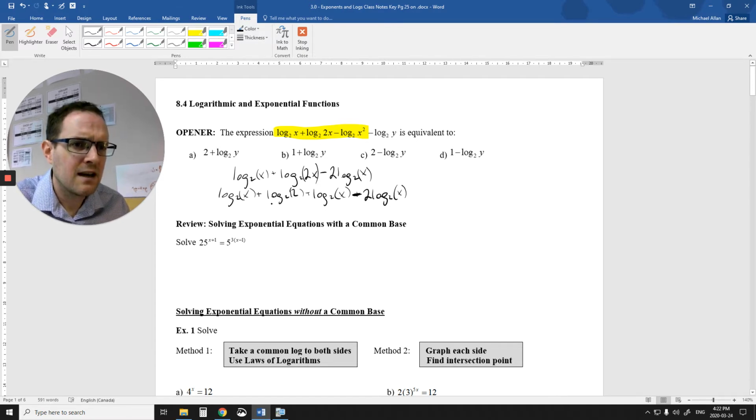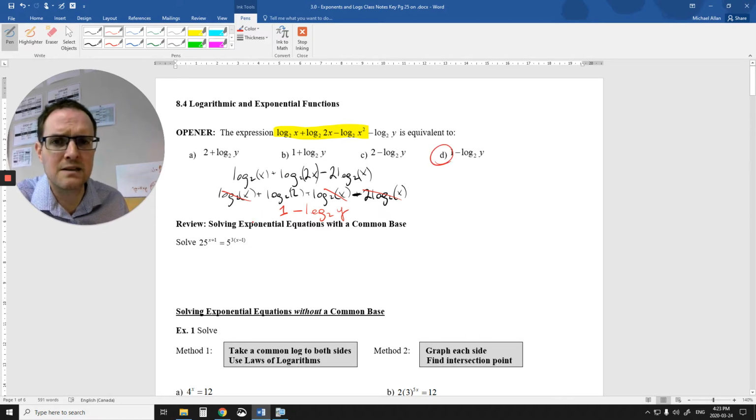What we know is, here we have a log base 2 of x plus another log base 2 of x minus 2 log base 2 of x's. So these three terms will cancel each other out. I'll have 2 log base 2 of x's minus 2 more log base 2 of x's. I'm left with this one term here, which is log base 2 of 2. Log base 2 of 2 is 1. Then I have my other term minus log base 2 of y. So it looks like it's 1 minus, so it would be d in this situation.